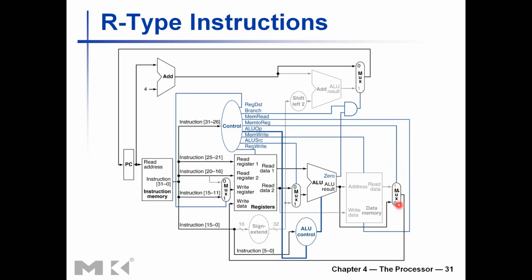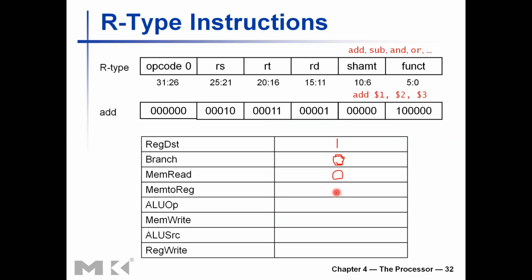So what this multiplexer does is pick between the output of the memory or the output of the ALU to write to the register file. So for R-type instruction, we need the output of the ALU, which is the 0 input. So we need to send a 0 along this mem to reg signal. So the value of this is also going to be 0. Right. So next, ALU op.